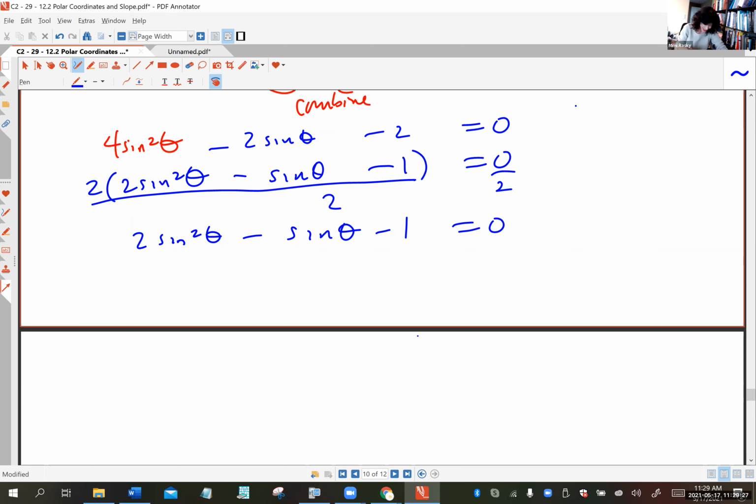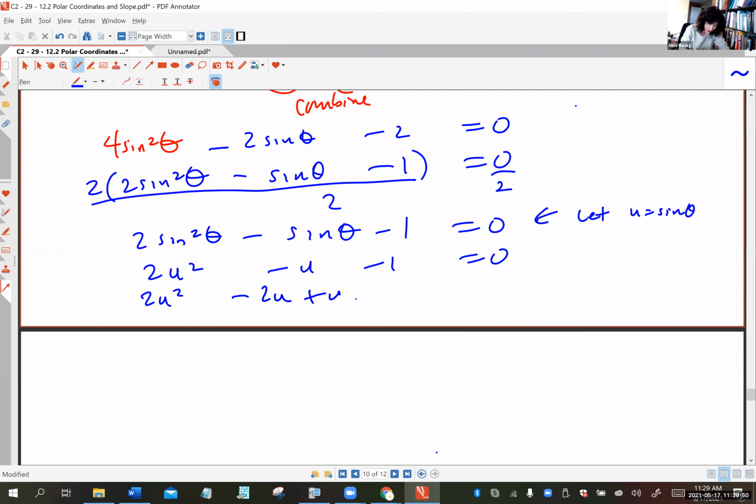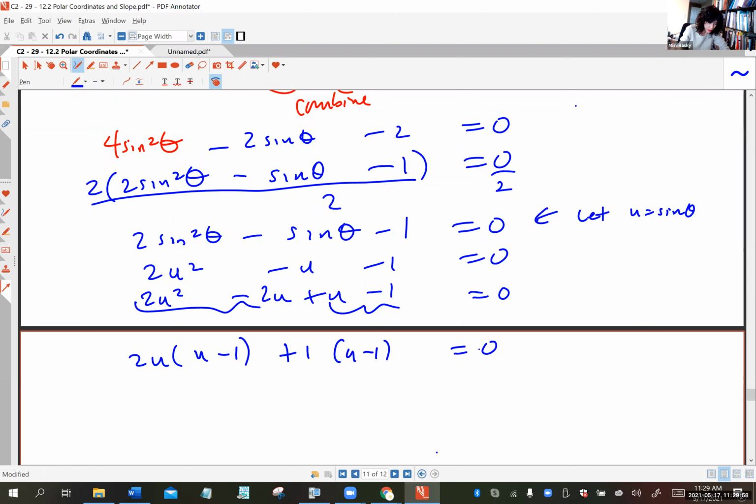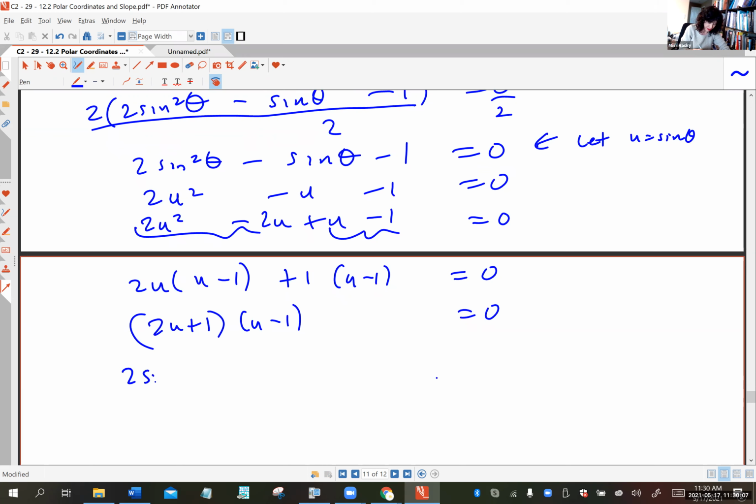I don't know. We're going to use the method of substitution. Let u equal sine theta, and then you'll have a quadratic. And this factors, really? And the way I'm going to factor it is this thing here is what? -2u plus u minus 1. If I factor by grouping, I'm going to get 2u, but then that's u minus 1 plus 1, u minus 1. I think this is right. So I get 2u plus 1 times u minus 1. That's factored. Now what? Put the u back in.